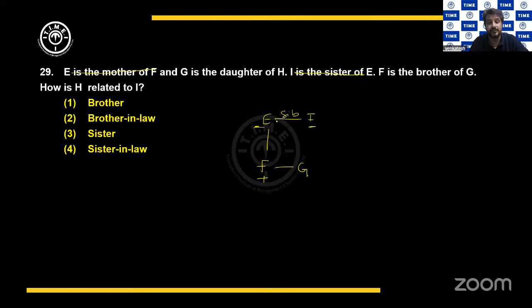And G is the daughter of H. E is the mother of F. Already G is the child of E. So same G has to be the child of whom? H. So H is male, E is female, and G's gender is not known. Now the question, how is H related to I? Sister's husband. Sister's husband is brother-in-law. Choice 2.